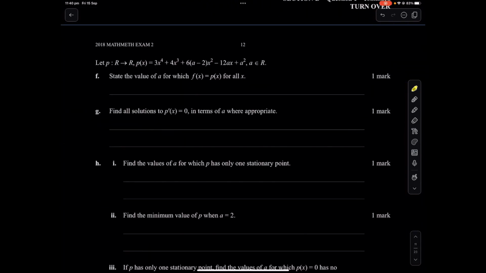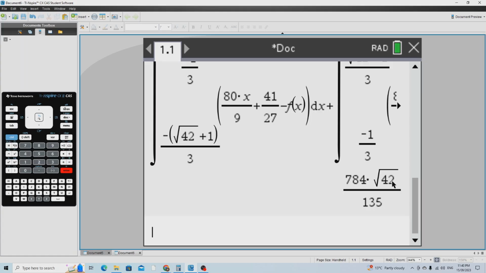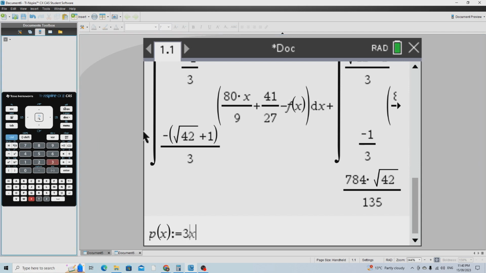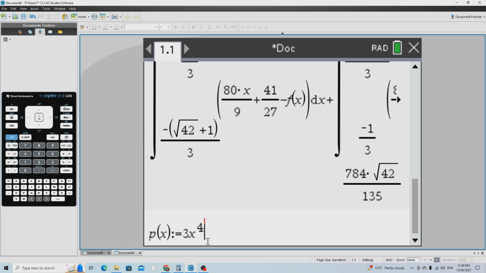So p of x is this, where a is an element of all reals. State the values of a for which f of x equals p of x. So let's actually define p of x. So 3x to the power. I think it's the same as the f of x, but there's something different about it. Like it has a's and stuff. But that's no problem.